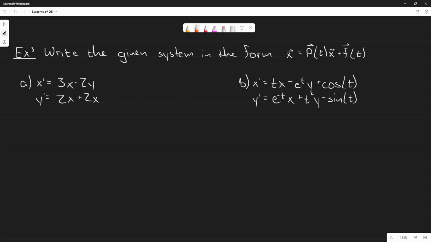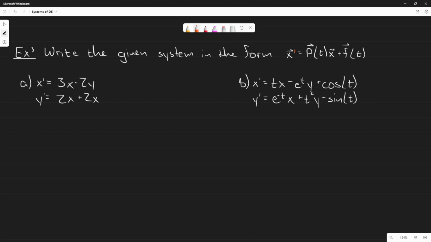I'm going to continue on with the first order system lecture. And in this one, we are going to do two examples since the first one's relatively short. The first example is telling us to write the given system in the form x prime is equal to P of t times x plus f of t. This is pretty much going back way back in linear algebra when we took a system of equations and put it into matrix form.